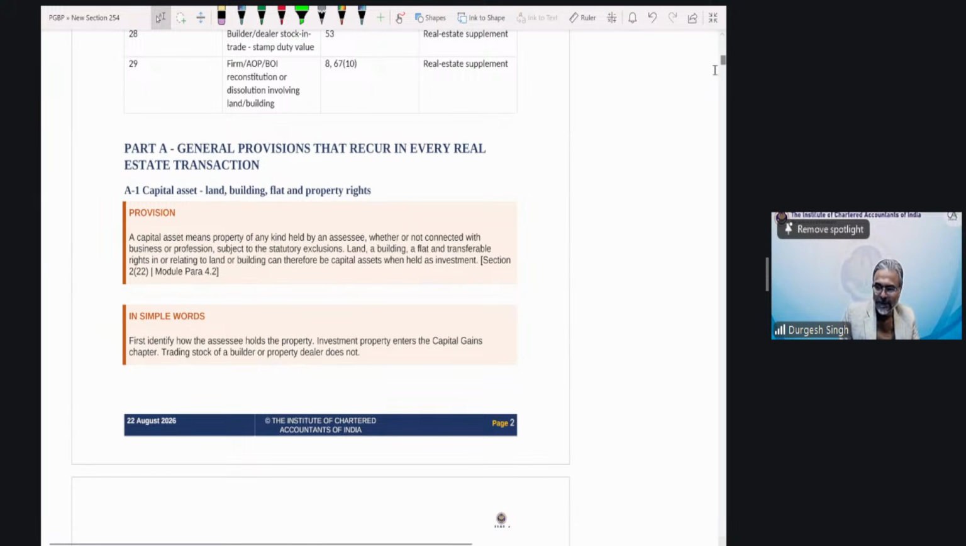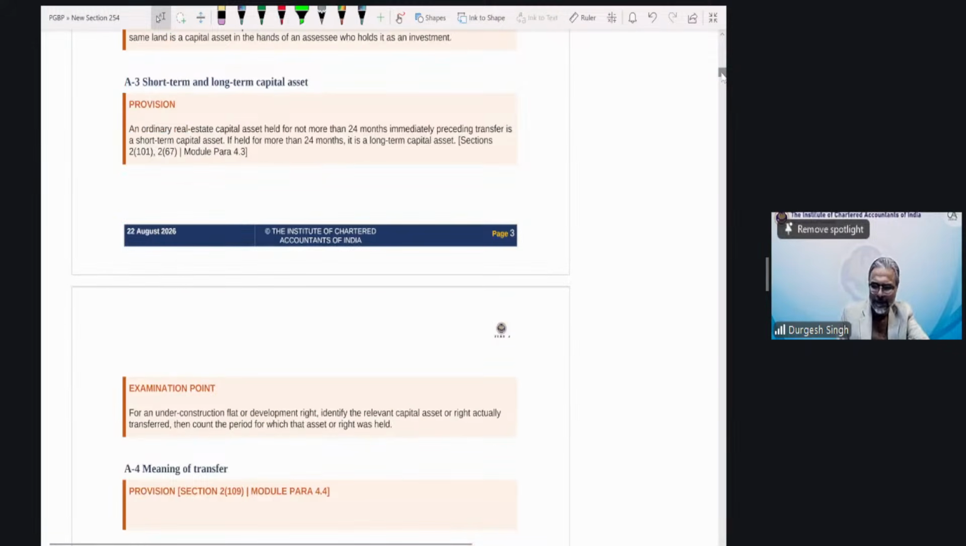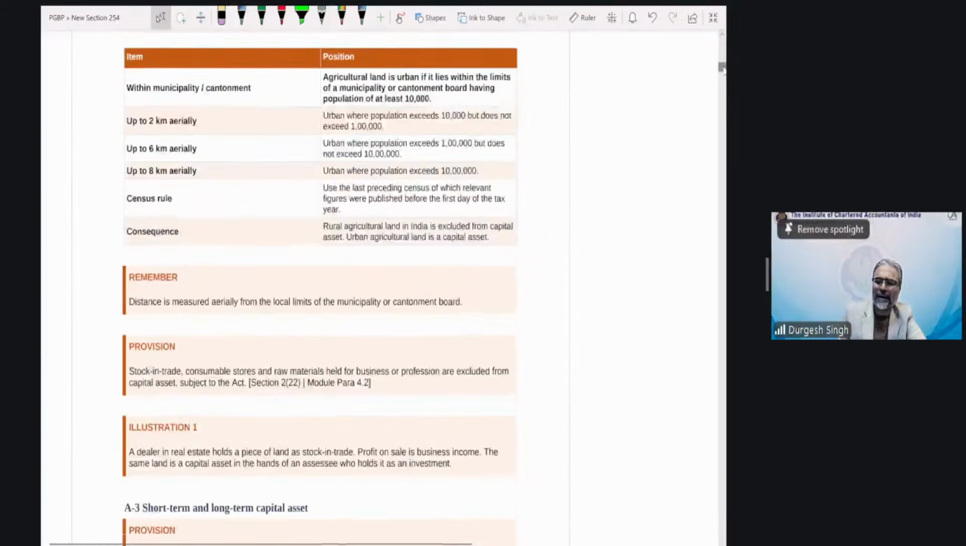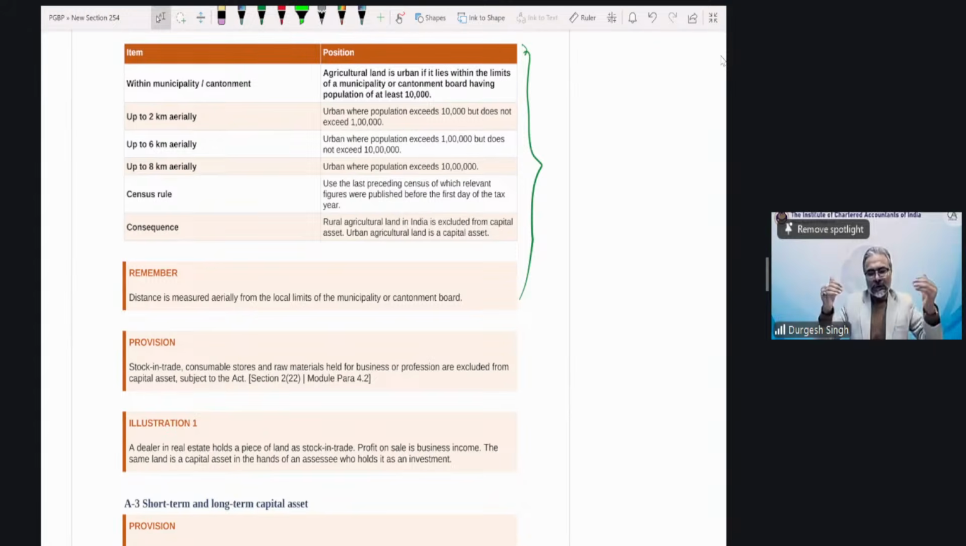So yes, perfectly. In the definition of transfer, students, now just be careful. In the rural agricultural land, remember, please read this as homework, if it is possible. What do you mean by rural? Municipality, aerial measurement, all that. Please refer to this particular part. That is what will suggest to you that it is a rural agricultural land.